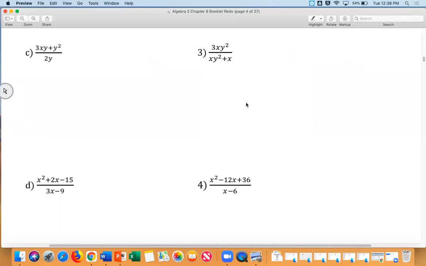And see, I noticed, well, in the numerator, they both share y. I'm gonna pull that out. If I pull a y out from the 3xy, I'm left with 3x. If I pull a y out from the y squared, I'm left with y. On bottom, I just have 2y, not much I can do there. But now I see I have a y on top, no y on bottom, they're gonna cancel.